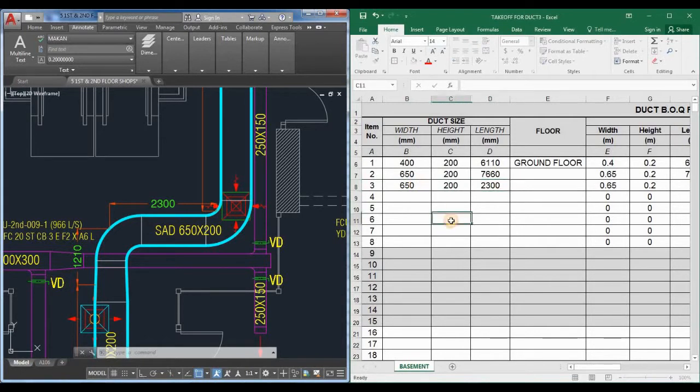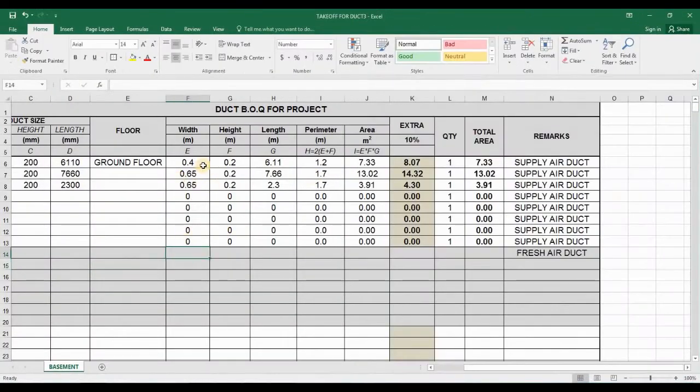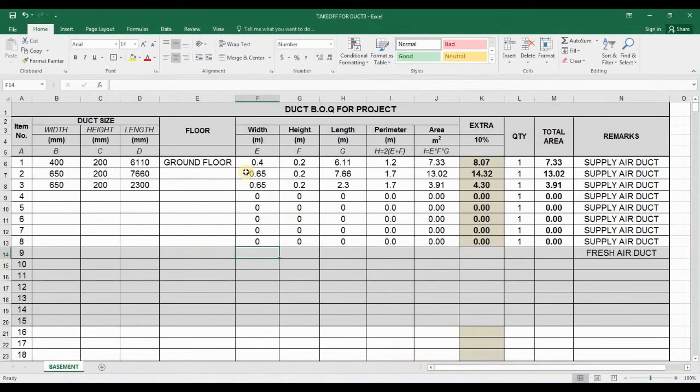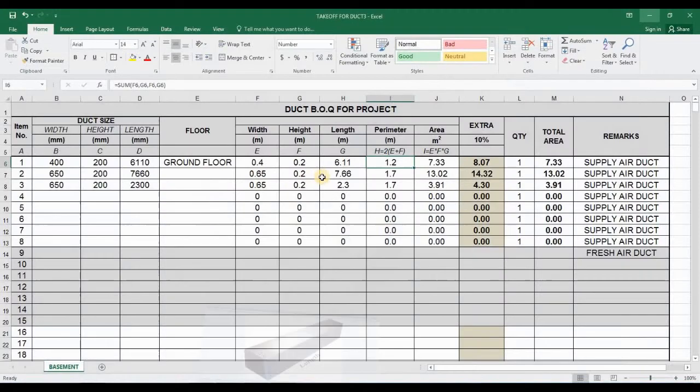This is your floor location, and the width will be calculated in meters, so 0.4. This value is divided by 1000, because I need the value in meters. It's width in meters, height in meters, and length in meters. So the parameter is 2 times width plus 2 times height. When you calculate this 2 times width and 2 times height, you get the parameter. So 1.2 is the parameter for this duct piece.